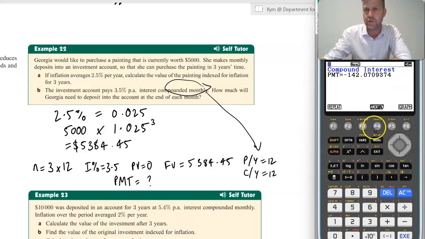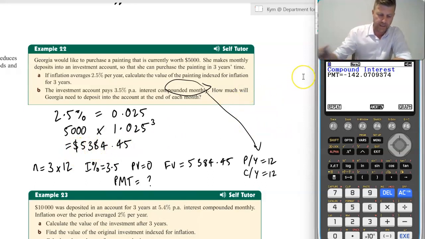It will tell me that she will need to deposit, and that's why it's a negative value, because she's putting money, or she's giving money to the bank there, $142.07 each month for 3 years in order to achieve her goal. All right. So PMT basically is $142.